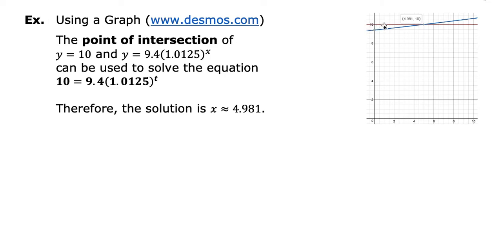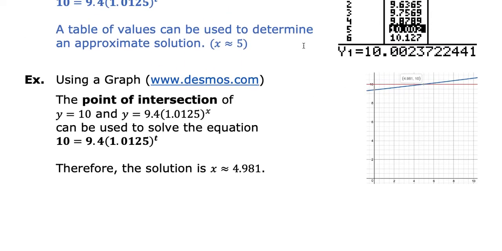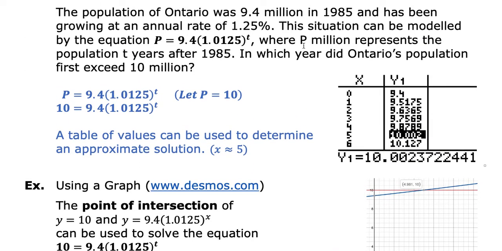We have a population at 10 million for this horizontal line, and we're interested in when does our function exceed this value. And we can scroll with our cursor to the point of intersection, and it's approximately 4.981. So that would be, as defined in our question, the number of years after 1985.